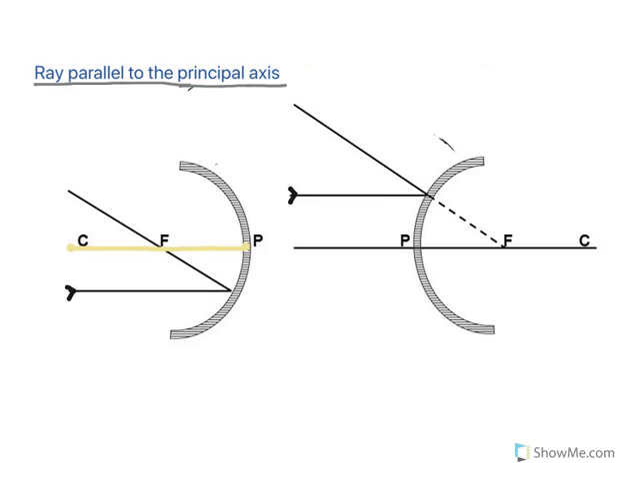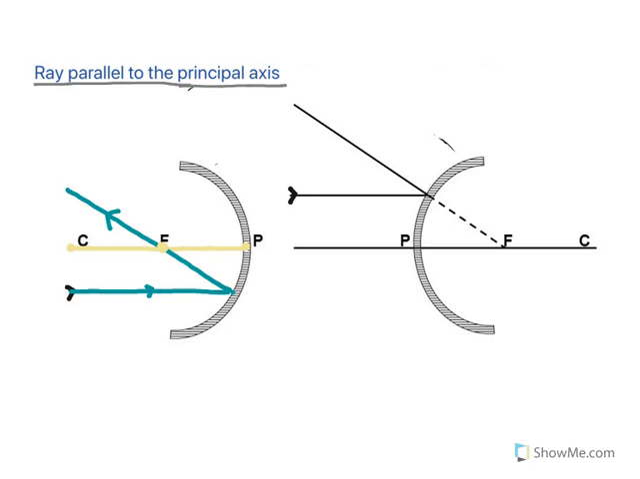Now we are taking a ray that is parallel to the principal axis and is incident on the mirror. After reflection, this ray will always pass through the focus. So here we have the focus, and a ray that is parallel to the principal axis always passes through the focus.